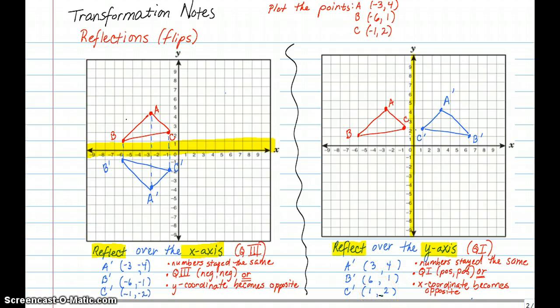But you could also think of it, if I'm reflecting over the y-axis, then my x-coordinate is going to become its opposite. So you can see that all the x-coordinates, negative 3, negative 6, negative 1, became their opposite value of 3, 6, 1. However you want to think about it is what you should do.